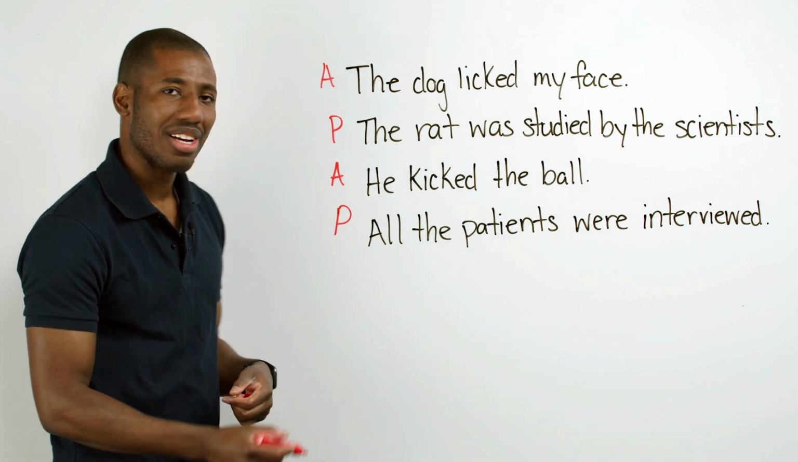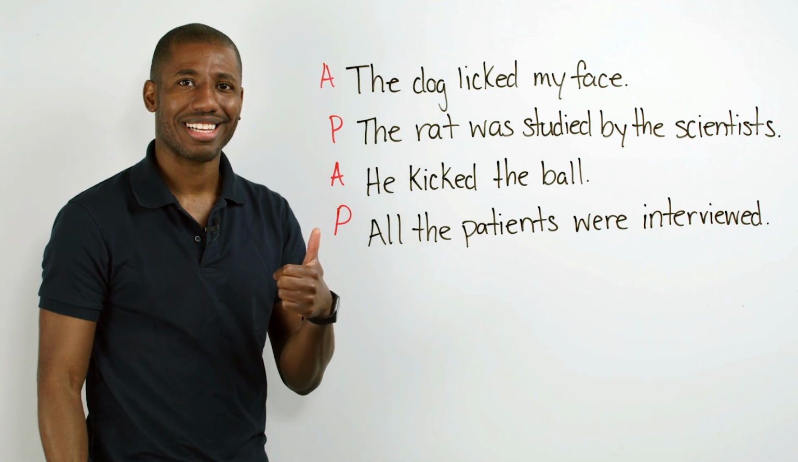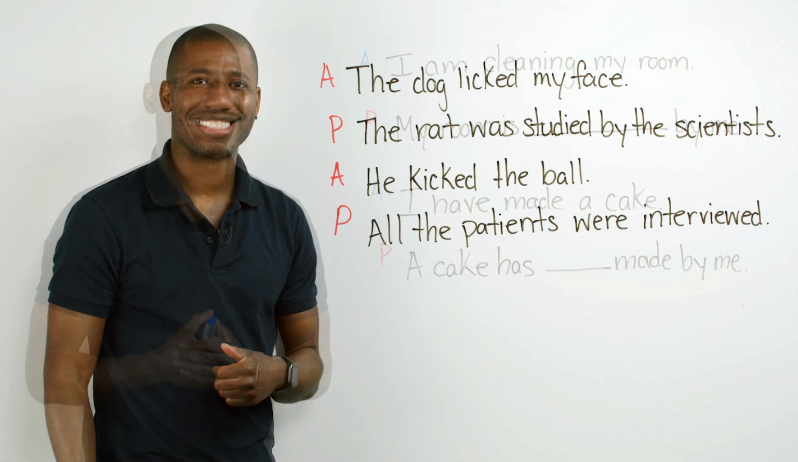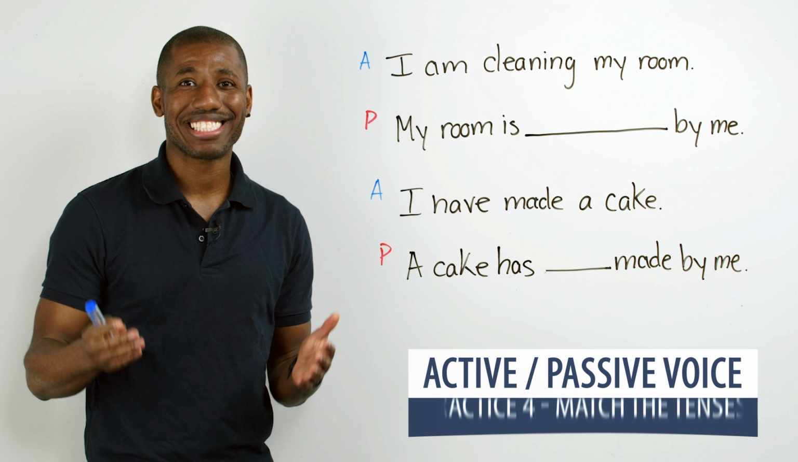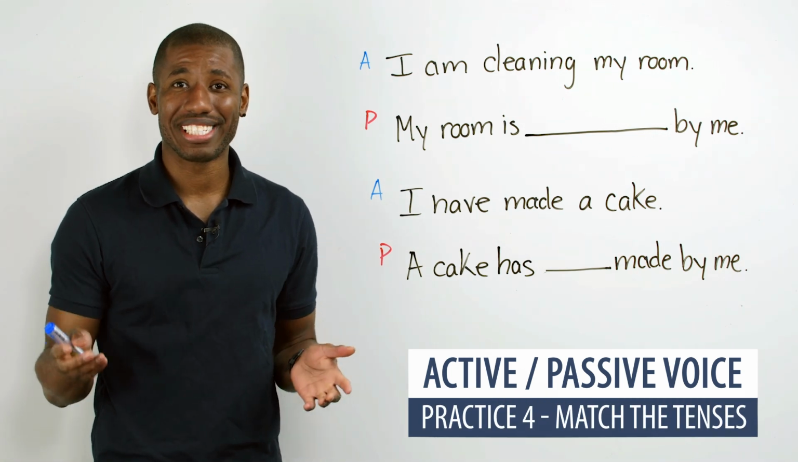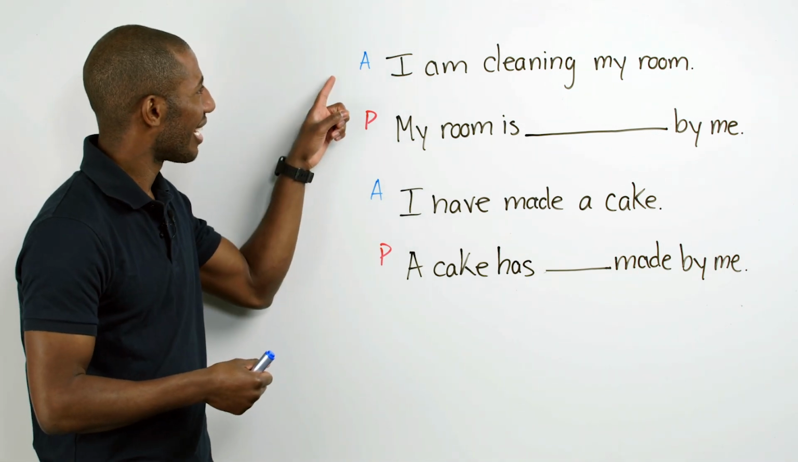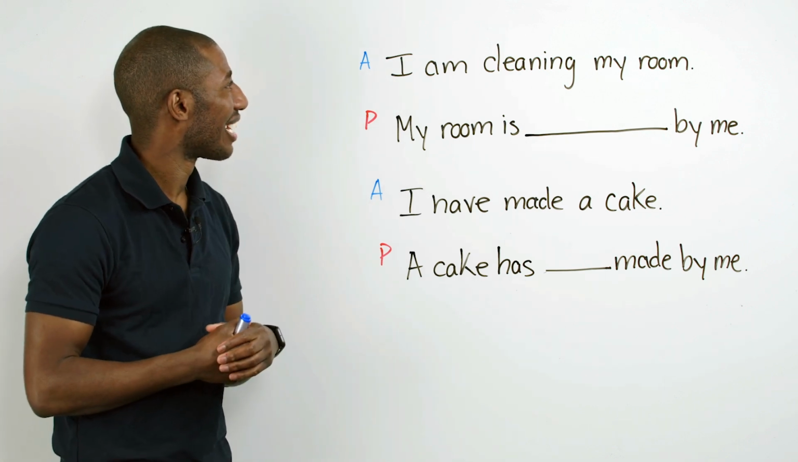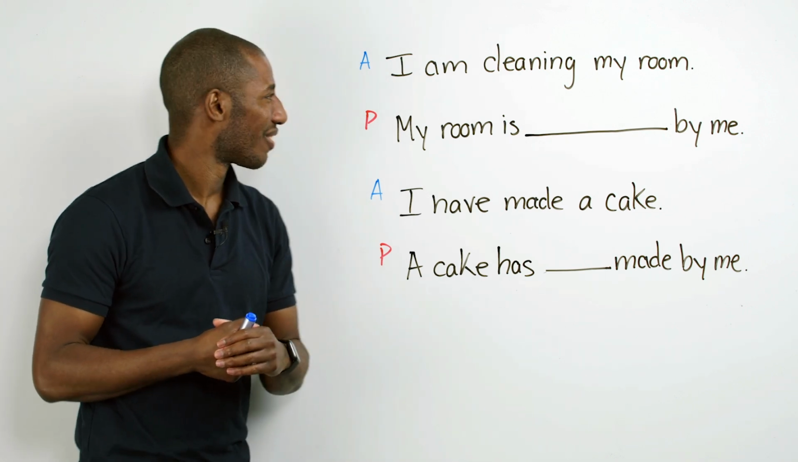All right, we did a good job again. Let's move on to some more examples. Okay, everyone, let's match the tenses in these active and passive voice sentences. Let's start here with this active voice sentence. I am cleaning my room.